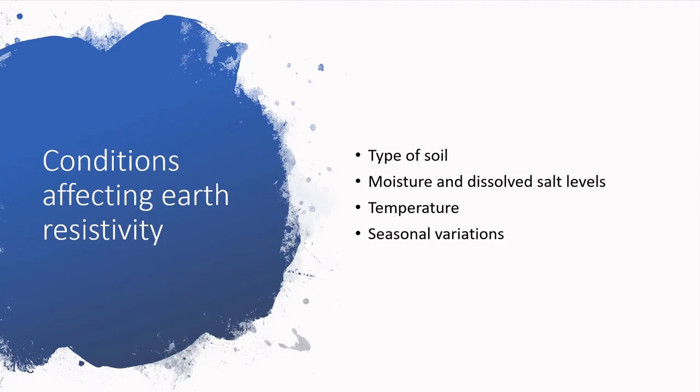Here we are going to discuss the conditions which are affecting the earth resistivity. I have listed down the conditions which are affecting earth resistivity. The first one is the type of soil, the second one is the moisture and dissolved salt levels, and the third one is temperature. Next we have seasonal variations. So we are going to talk about each of them later.